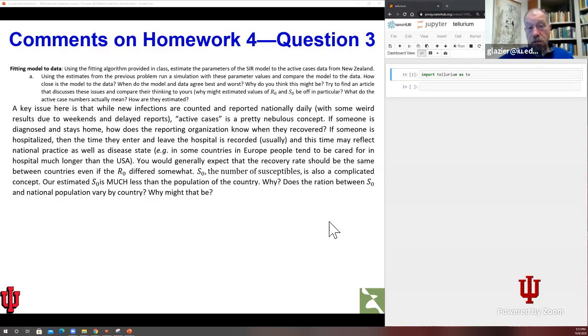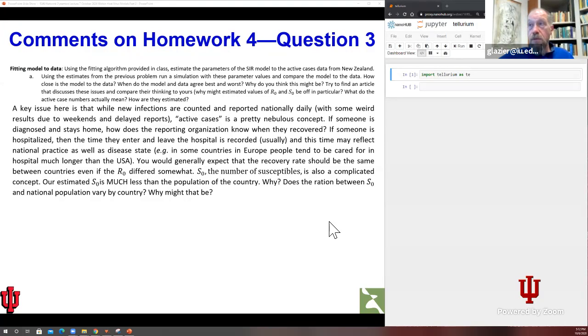The number of susceptibles is also a rather complicated concept. In principle, everybody in the country is susceptible. In practice, the estimates for that S0 that you got were orders of magnitude lower than the total population. And it's worth thinking about that. If the population is very spatially isolated, like the only people who get sick are in New York, then your S0 would be the people in New York, not all the people in the US.